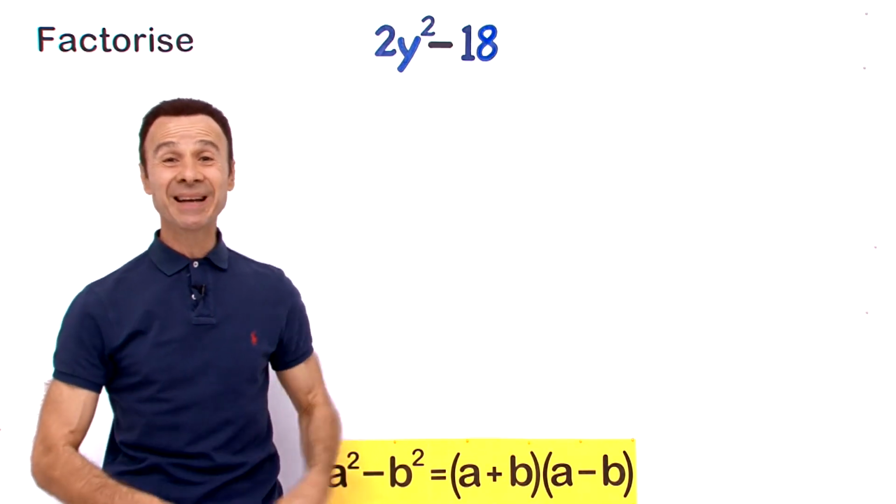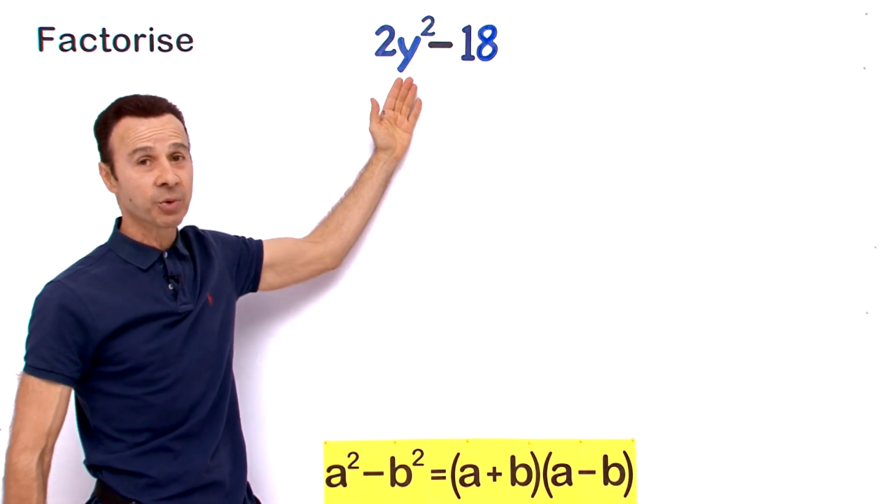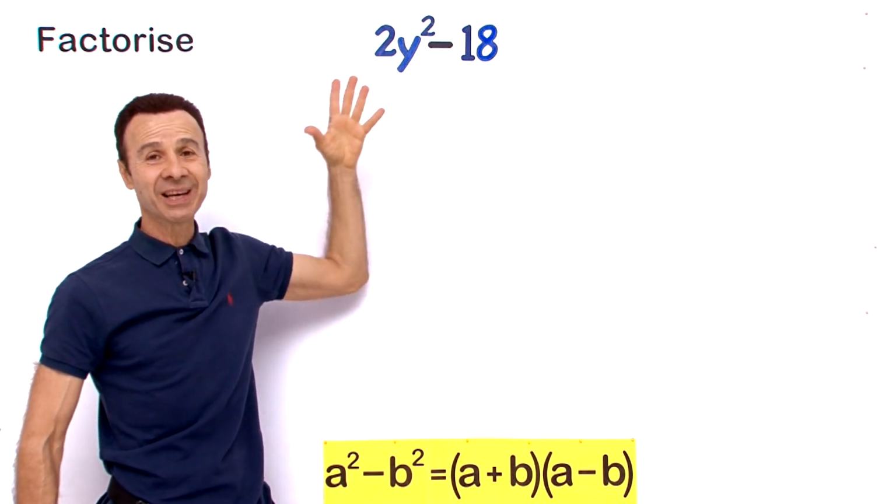All right, let's find and factorize the following expression. We have two terms. It's 2y squared minus 18. Now, what's the easiest way to do this?